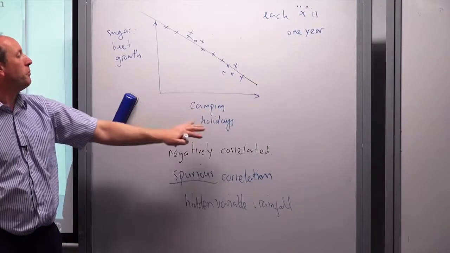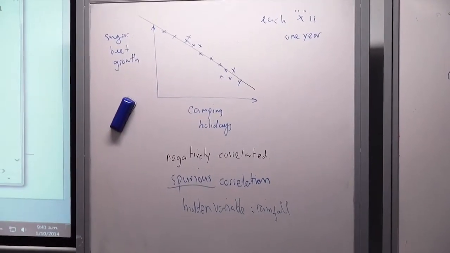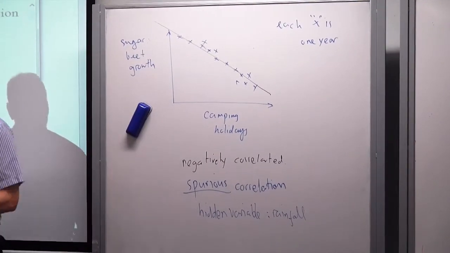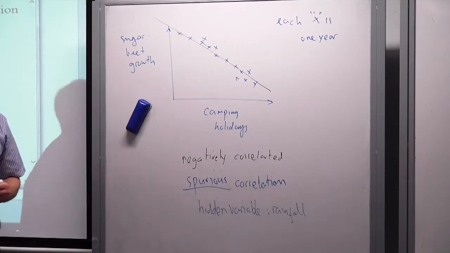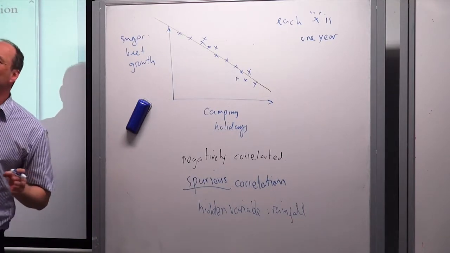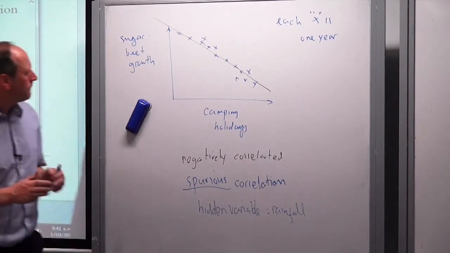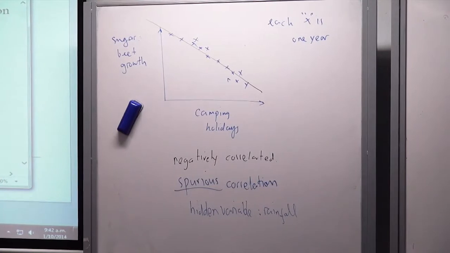So really what you should be doing is correlating these two separately against rainfall and saying if it's raining, nobody goes camping, and separately, if it's raining, then the sugar beet grows really well. Is that what they call a confounding factor? Yes. Confounding means something slightly different, but yeah. So that's what's going on here.